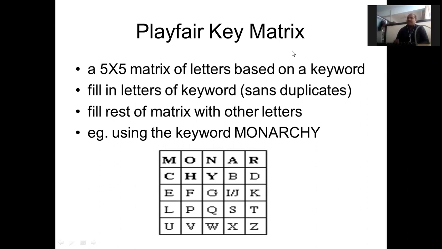We need to arrange that keyword into the 5x5 matrix. Here we have the first row, the second row, the third row, the fourth row, and the fifth row. So the keyword is MONARCHY, and I am going to write the keyword row-wise. First I write M, then O, then N, then A, then R, then C, then H, and then Y.